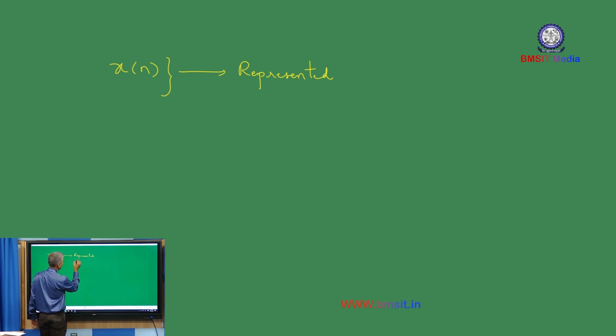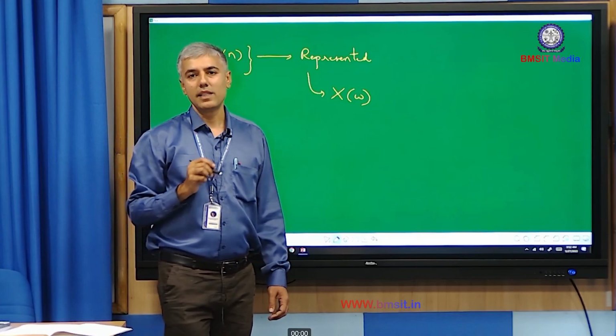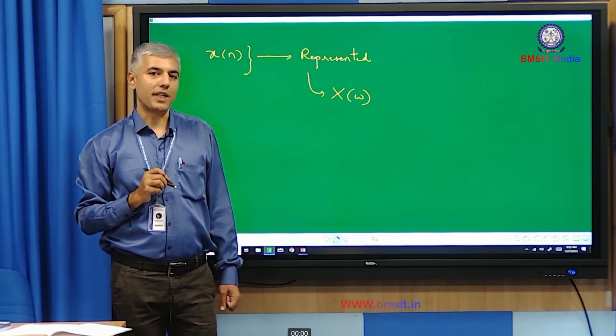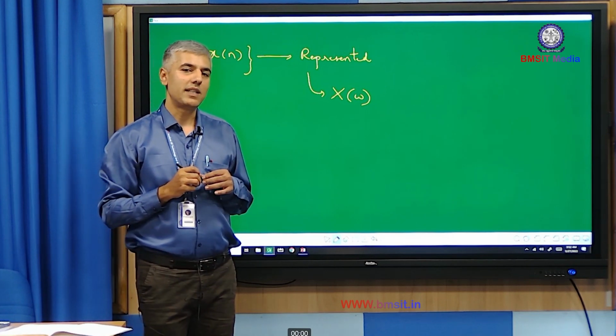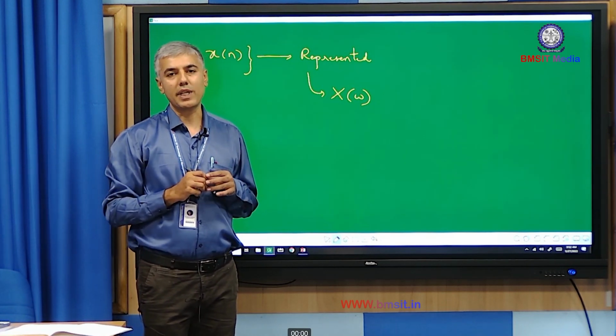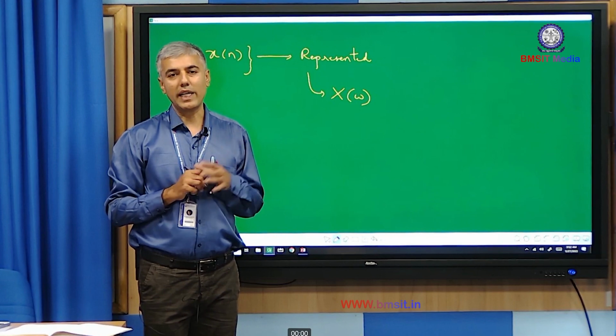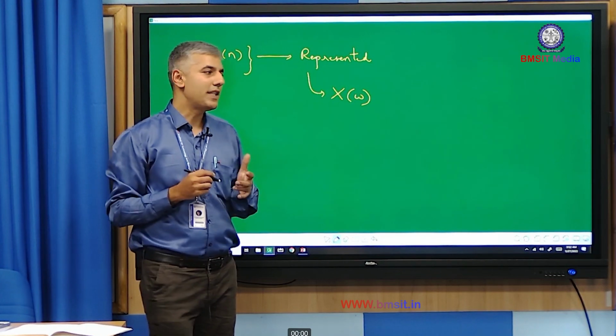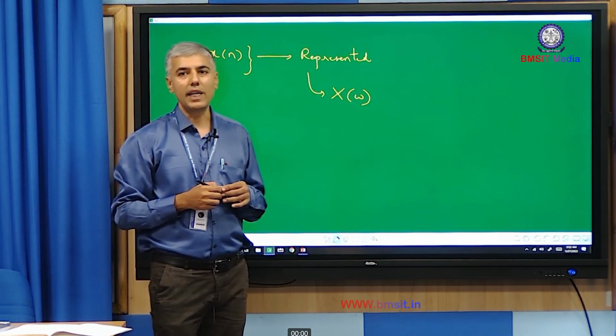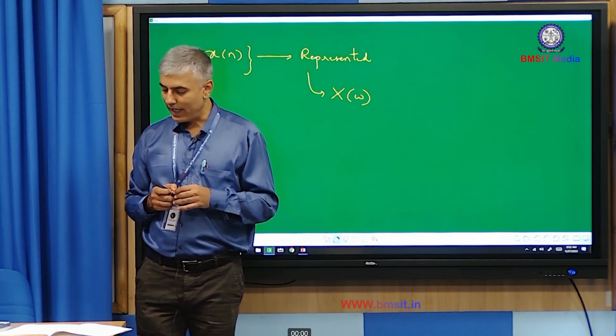The time domain signal x of n can be represented in the frequency domain as X of omega. Pay attention to the nomenclature here. The time domain signals are usually represented using x of n, the small case x, and the frequency domain representations are usually done using the capital X.